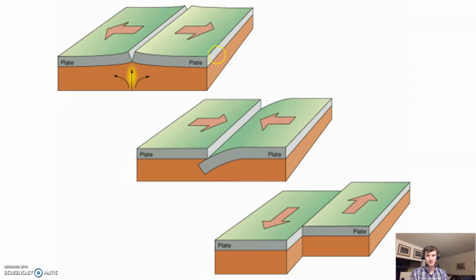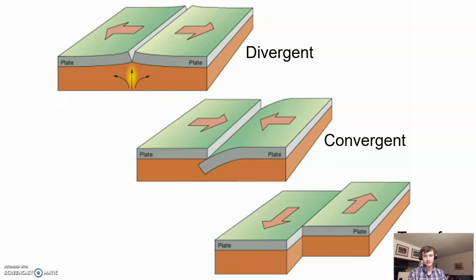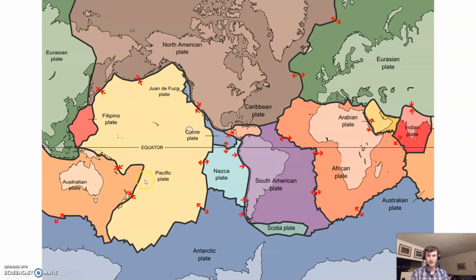So first we have a quick quiz. Can you name the type of boundary we're looking at here? Type of plate boundary for these three. I'll give you a moment. Okay, so divergent plates divide, convergent plates collide, and transform boundary plates slide. All right, remember this.